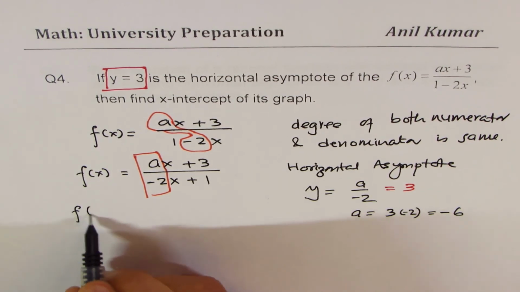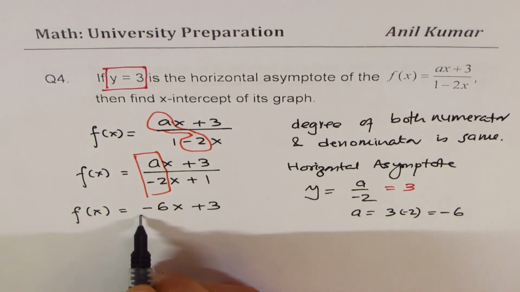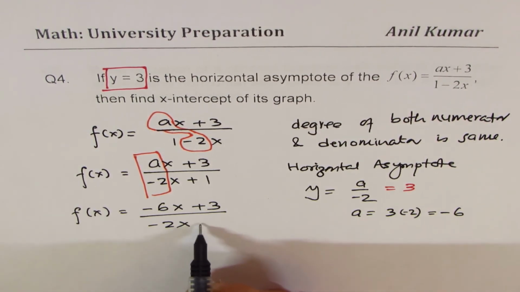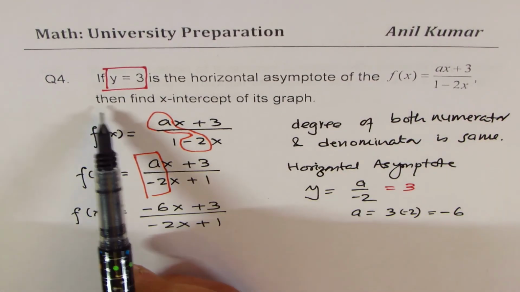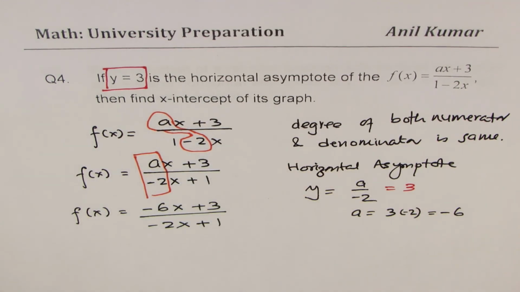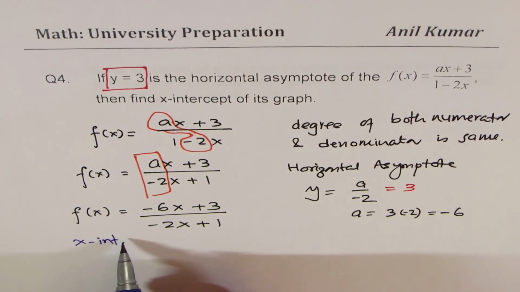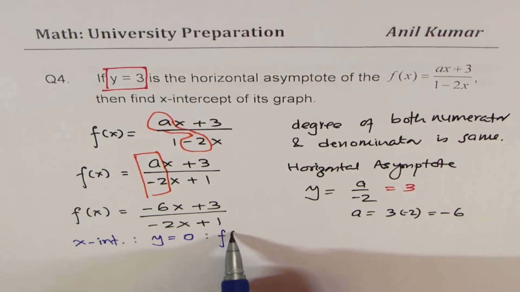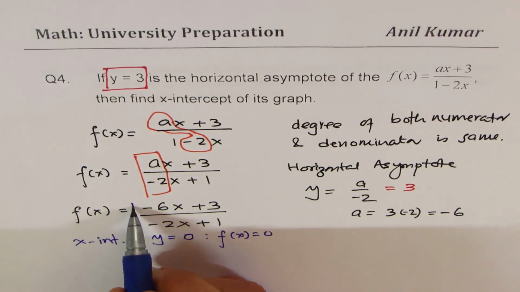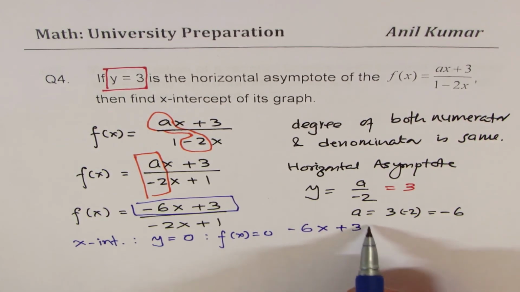So let me rewrite this function. f of x equals minus 6x plus 3 divided by minus 2x plus 1. Perfect. What do we need to find? Then find the x-intercept. So what do you understand by x-intercept? When we say x-intercept, that means y equals 0, right? So y equals 0 means f of x equals 0. That means the numerator should be 0, right? That means this should be 0. So that means minus 6x plus 3 equals 0.